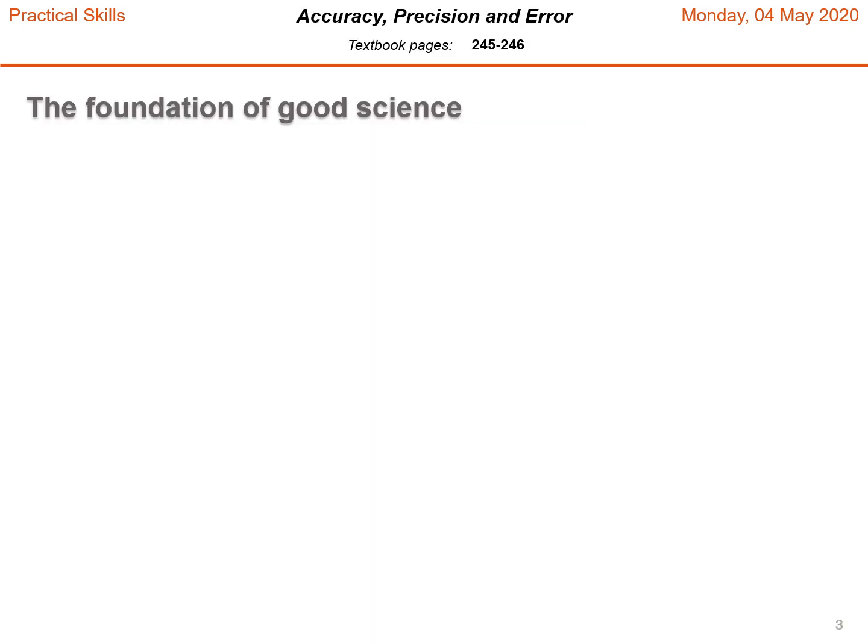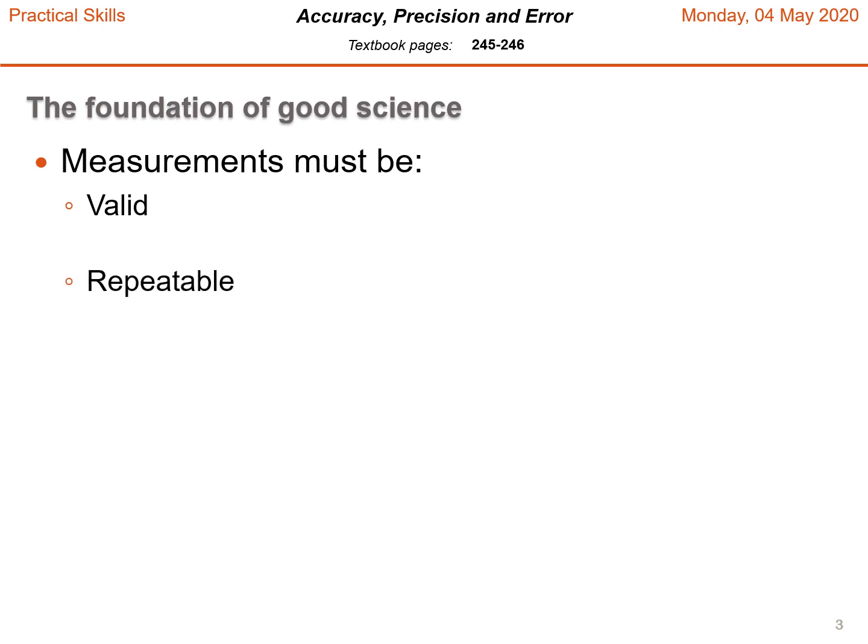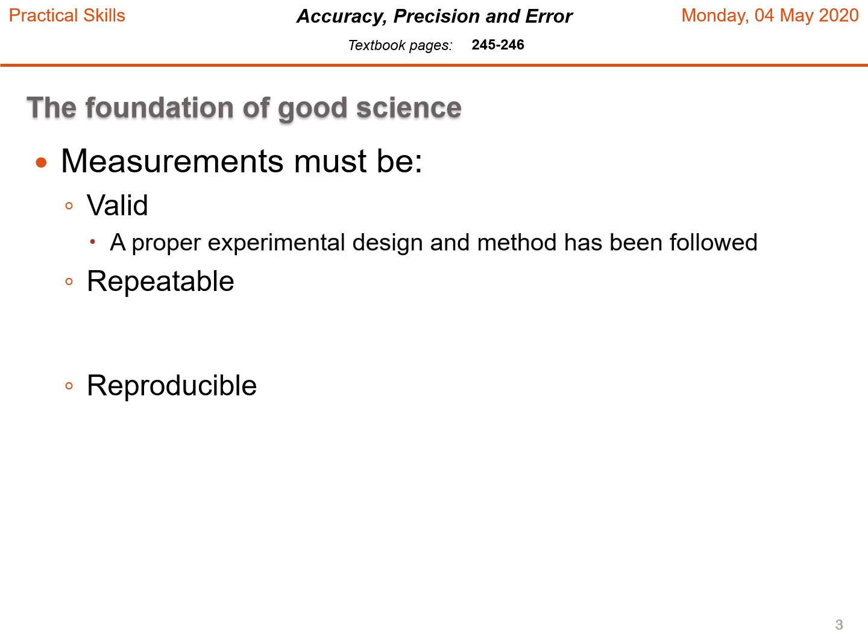So all good scientific theories depend on good scientific measurements. And any measurement taken within science, in order to be a good scientific measurement, must be valid, repeatable and reproducible. Let me explain what each of those terms mean. So a valid measurement is a measurement that is taken using a proper method, and indeed it is one where the measurement is being taken on the right thing that actually needs measuring.